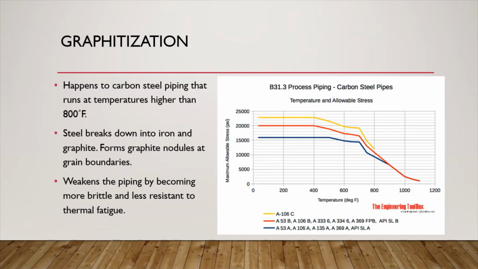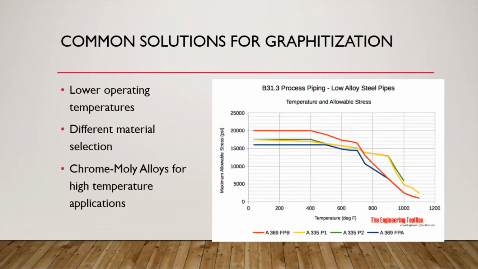In the graph, you can visualize how three common types of carbon steels used for piping start degrading in max allowable stress as the temperature increases to 800 Fahrenheit, where graphitization begins. Common solutions for this problem include lowering the temperature of a process to reduce the risk of cracks forming or using different materials for the application.